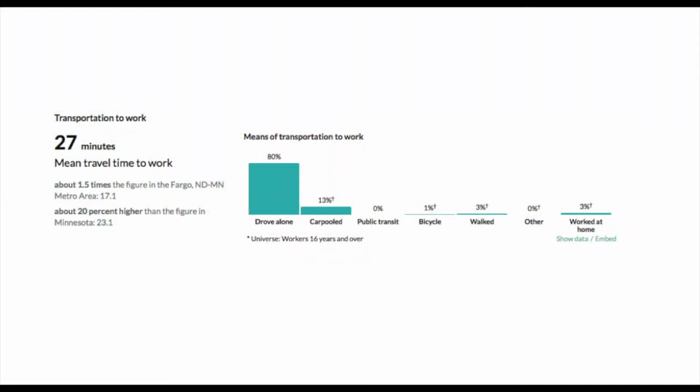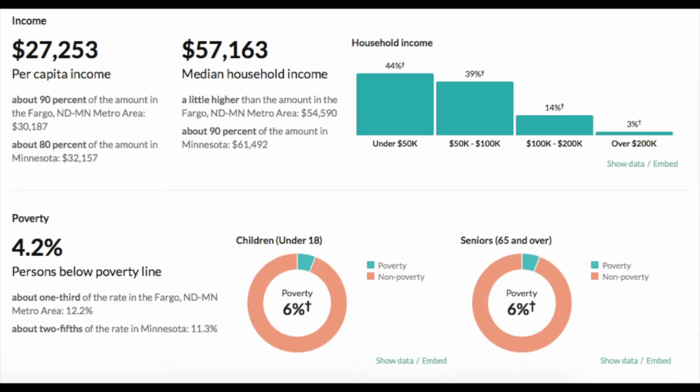People who work outside the home spend on average 27 minutes to get to work. The likely assumption is that these employees are traveling to the Fargo-Moorhead area. The per capita income in Barnesville is $27,253, and the median household income is $57,163. Take a look at the bar chart to see how the community's wealth is distributed.